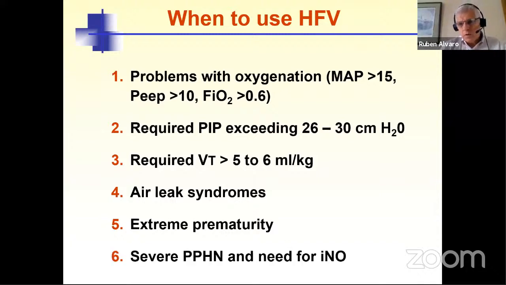And finally, when you have a case, especially term infants with severe PPHN and the need of inhaled nitric oxide, you should also consider using or switching to high frequency ventilation, because you can achieve more uniform lung expansion compared to the conventional ventilator. Now, as I said, these indications are not written in stone and depend a lot on how comfortable or familiar your NICU or your NICU personnel feel with different types of ventilators, okay?